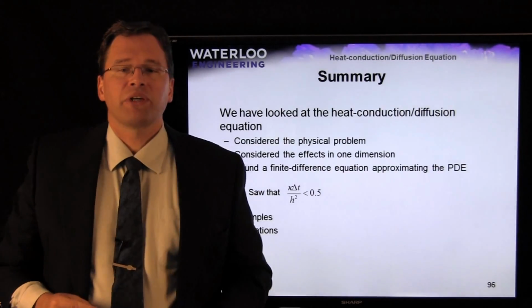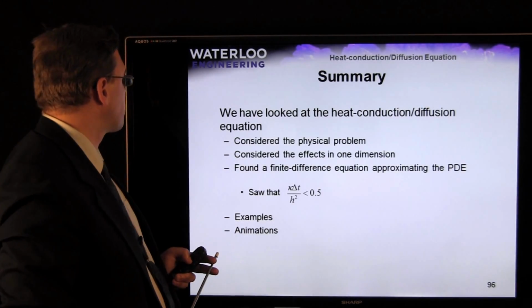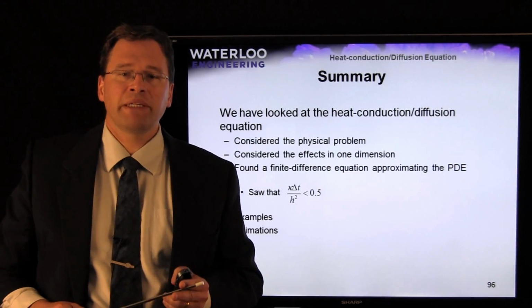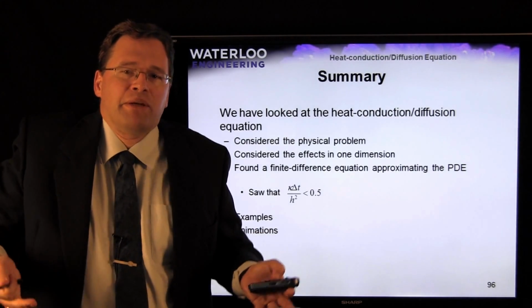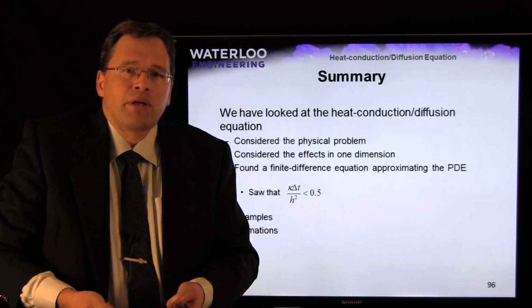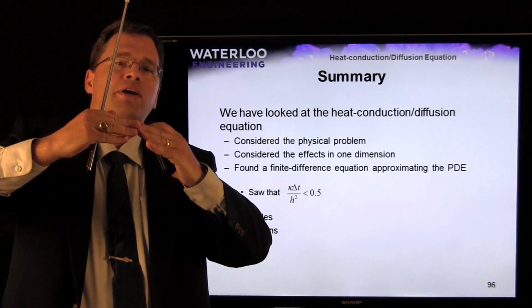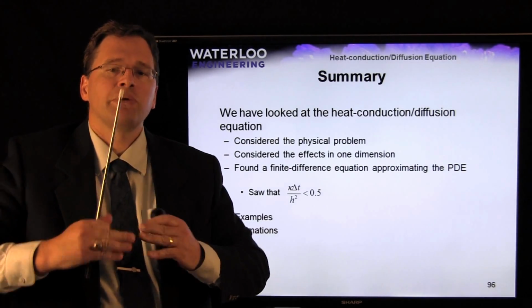So, in summary, we've looked at the heat-conduction diffusion equation, and considered the physical problem and the effects in one dimension. So what's actually happening with the heat-conduction diffusion equation in one dimension? Wherever it's concave up, the rate of change of the function will be positive. Where the function is concave down, the rate of change over time of the function will be negative.